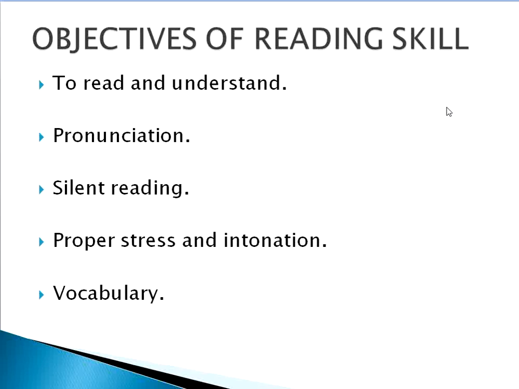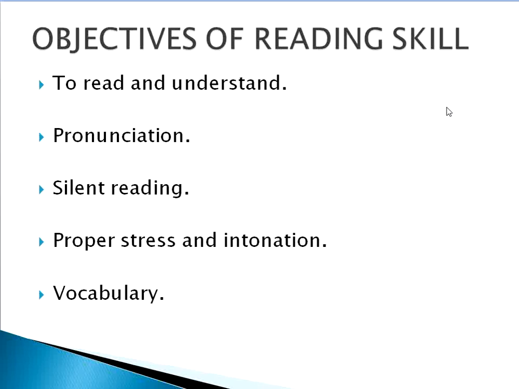Now we will discuss the objectives of reading skill. What are the objectives? Just have a look. The first objective is to read and understand. Okay. What is the second one? Pronunciation. What is the third one? Silent reading. What is the next one? Proper stress and intonation. And what is the last one? Vocabulary. Now we will discuss one by one.